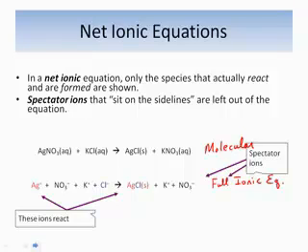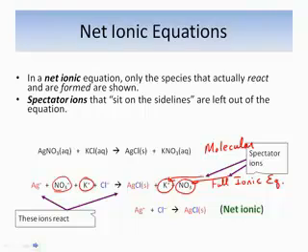Oops, and my little arrows are not going fully over there, but the potassium and the nitrate, those are what we're going to call spectator ions. As you can see, they are the same on the reactant side as they are on the product side. So when we remove those from the equation, we get the net ionic, which basically just shows us the species that are reacting.